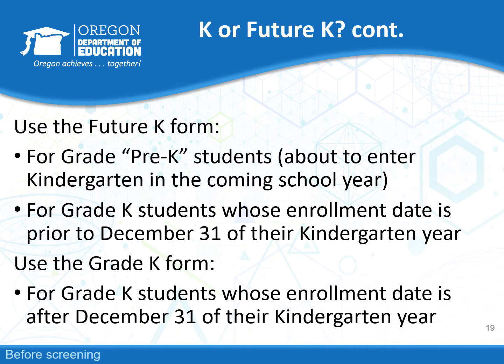For example, a grade K student who tests in October and a grade K student who tests in the following April will both see the Future K form on their test selection screen. However, the student testing in October should be tested on the Future K form, while the student testing in April should be tested on the grade K form.